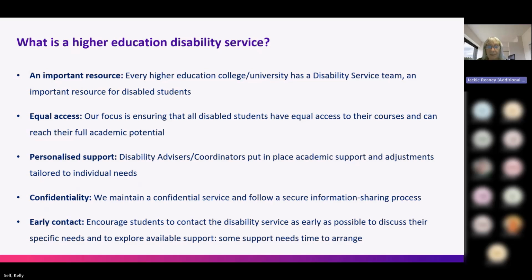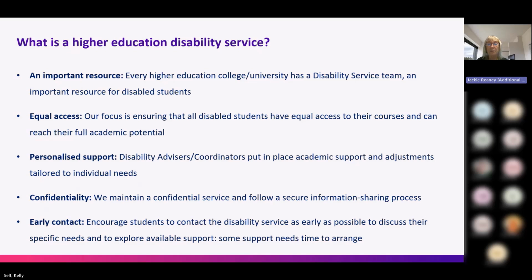And then confidentiality, because we're working with students over the age of 18, they're adults. We need to make sure it's a confidential service, and we follow a very secure information sharing process. That means we can only tell tutors what the student is happy for us to share with them. It means we can't look back at the history the student has had at school, like, I've always been dyslexic, I've always had 25% extra time, you'll know that from my school. When your student applicants begin a university course, they start with a clean sheet.